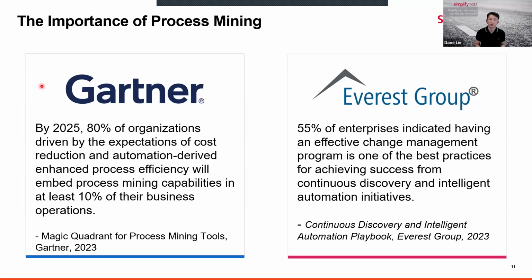So if the organization's goal is cost reduction, then perhaps using an automated process discovery tool would actually help them achieve their goals. And the prediction is that more than 10% of business operations would eventually onboard to process mining.